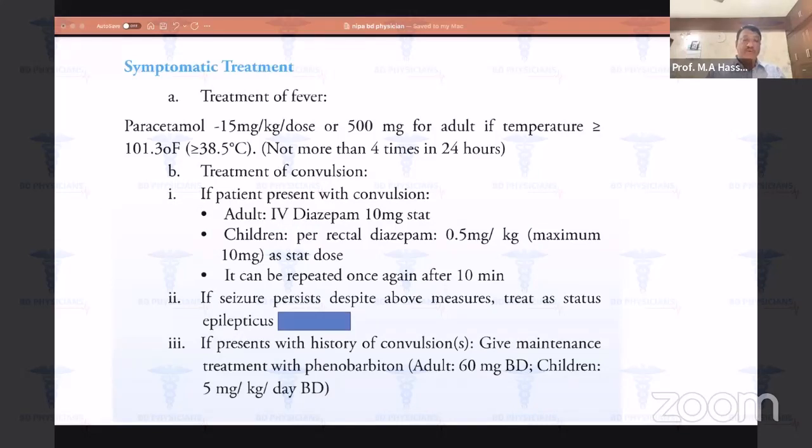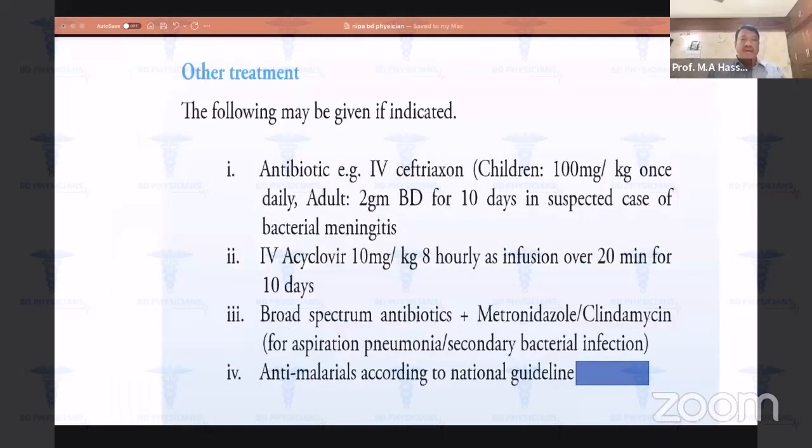There should be symptomatic treatment for fever and convulsion, with anticonvulsive drugs, and we can also maintain with diazepam or phenobarbital, which is applicable. Other treatments include antibiotics for prevention of infection or suspicion of other diseases, and also the antiviral drug we practice for herpes simplex, which is effective as acyclovir. It should be given for 14 days, 10 mg per kg, 8 hourly. A broad-spectrum antibiotic may be added for secondary infection, and an anti-malarial if it is a suspected case of cerebral malaria.